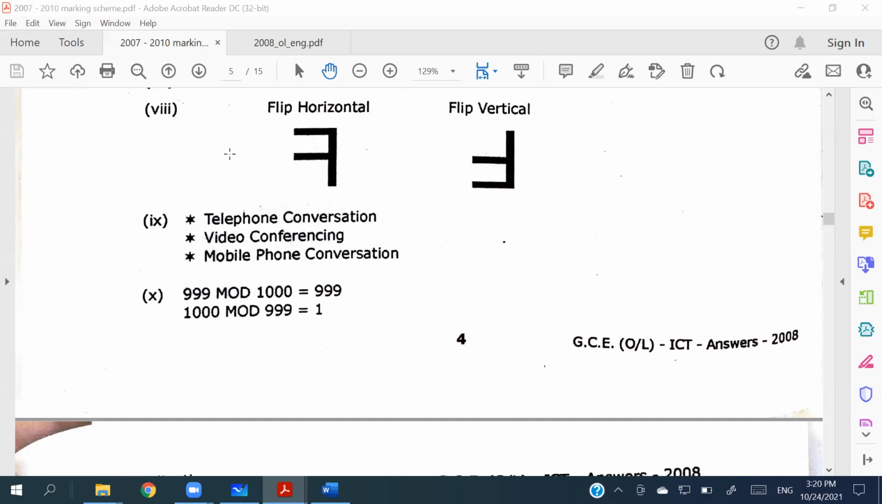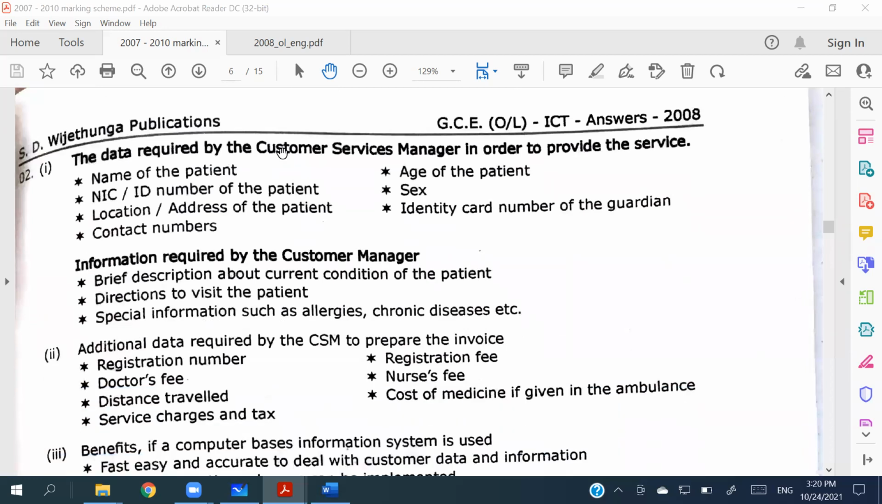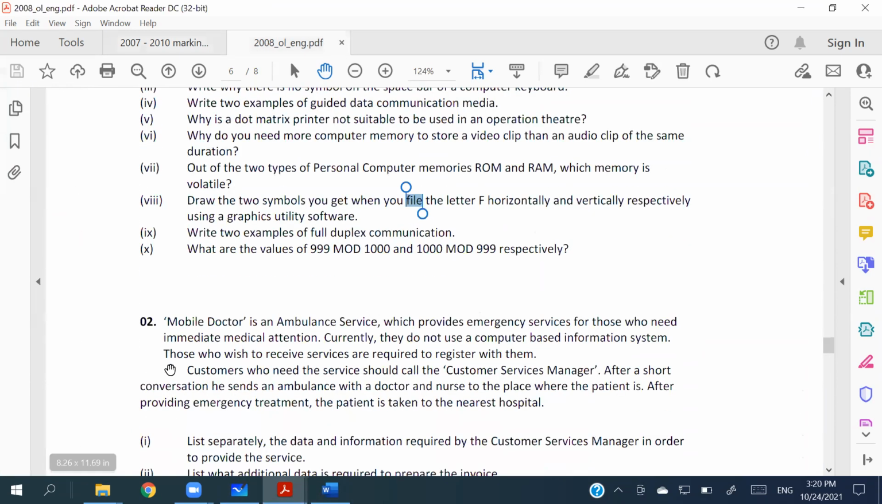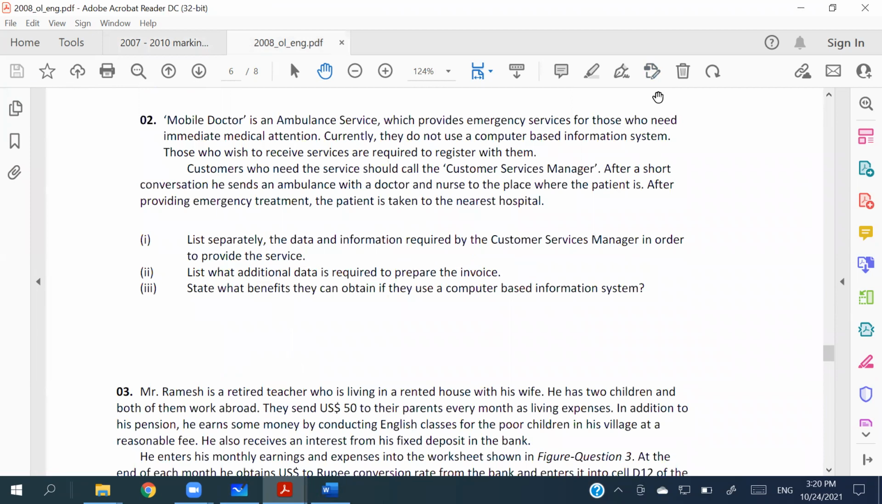Okay, so moving to the second question. Right, so in the second question, what they are asking is, let me see. Mesandra, that is good. That is very good.